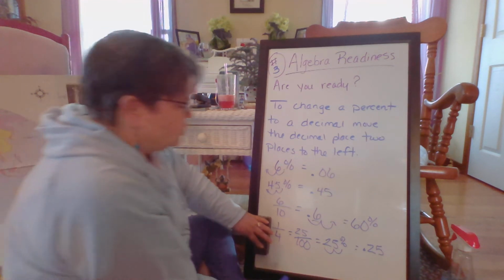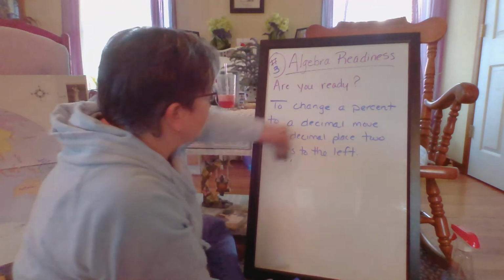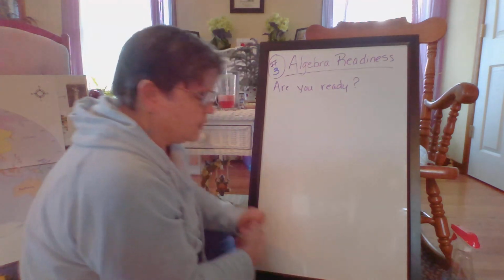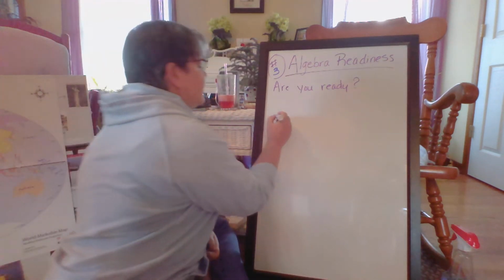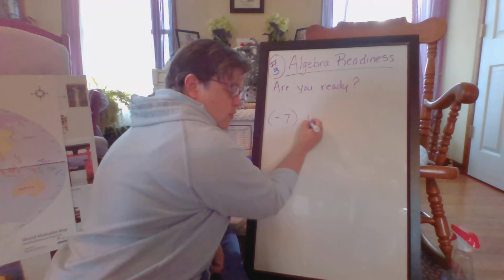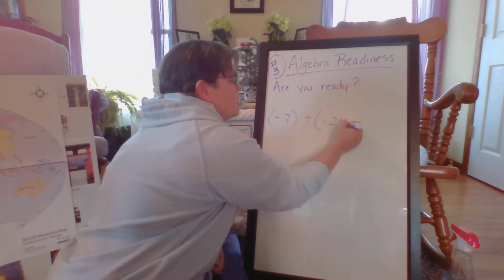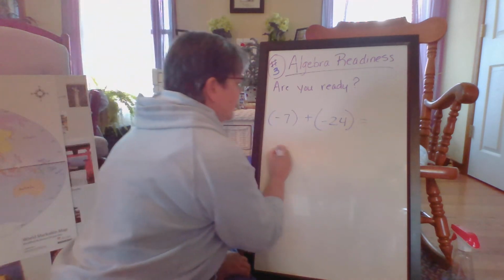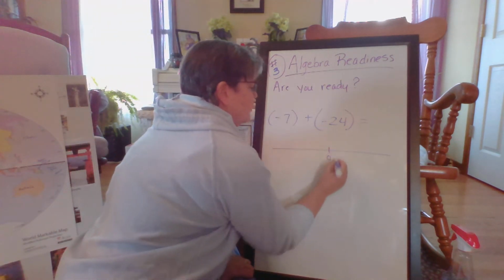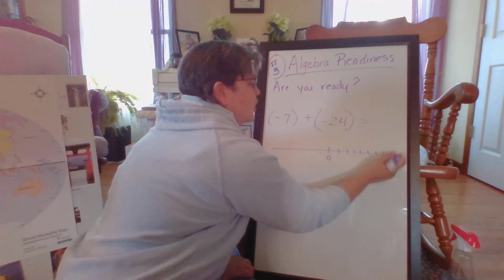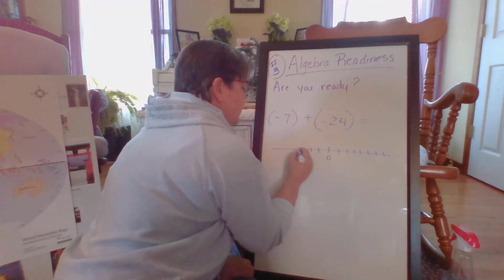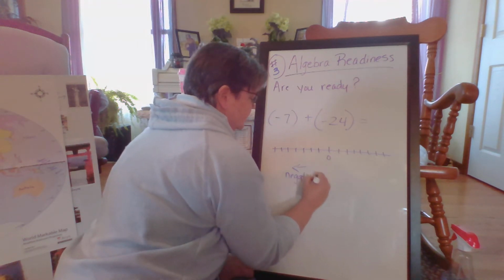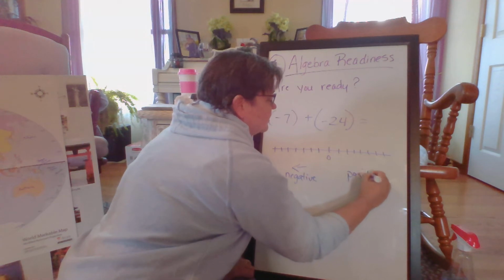All right, I'm going to erase all of that and move on to positive and negative numbers. So let's look at this. I have a -7, and I want to add that to a -24. And what am I going to get when I do that? So think of a number line, this being 0, this being my positive numbers, on and on and on, this being my negative. Over here we have positive.